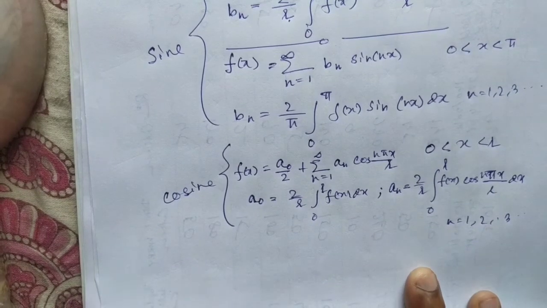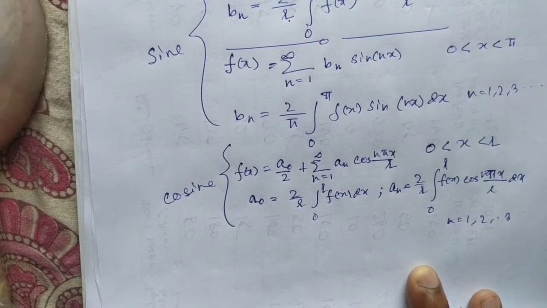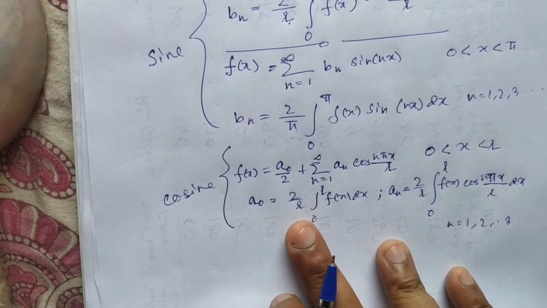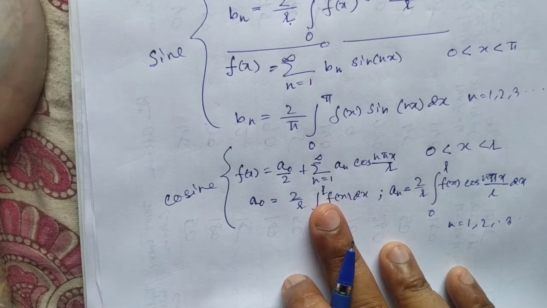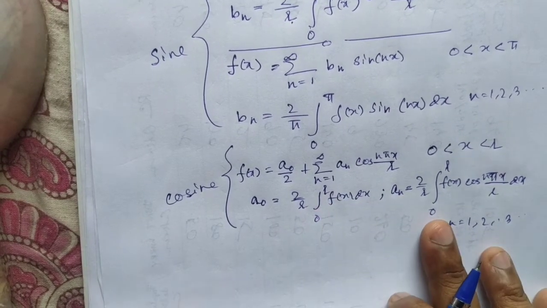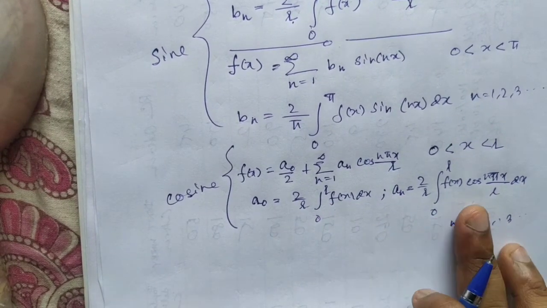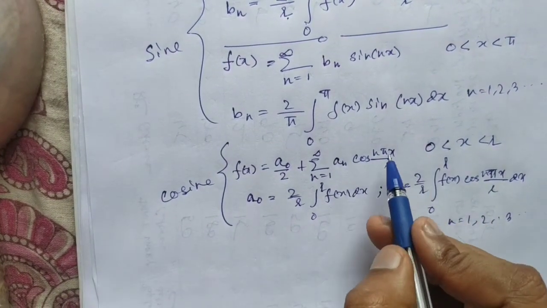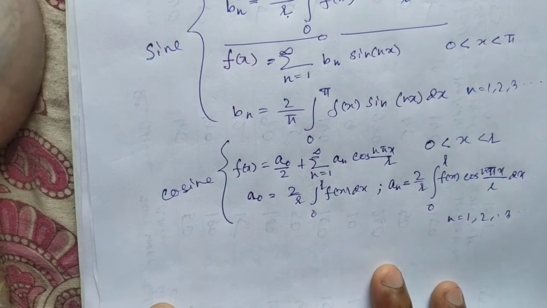Now again, for this term, if you take some particular case, that is L is equal to pi, then this will be changing to 2 by pi, integral 0 to pi f(x) dx, and this part is 2 by pi, integral 0 to pi f(x) cos(nx) dx, only nx, and in this part as well, this will be only nx.